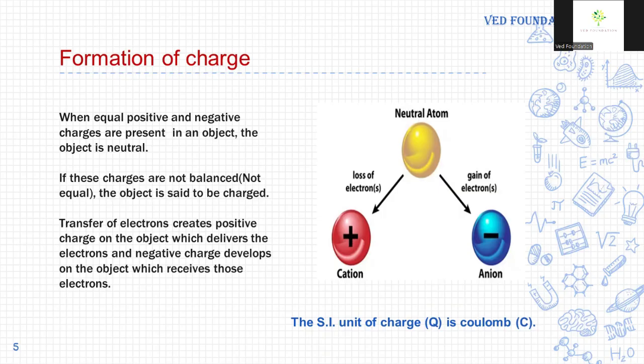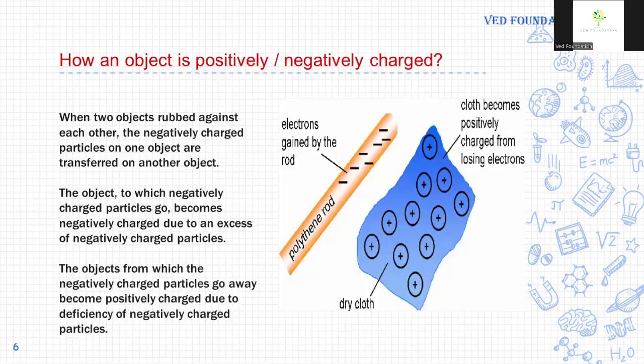Transfer of electrons creates positive charge on the object which delivers the electrons, and negative charge develops on the object which receives those electrons. When two objects rub against each other, the negatively charged particles on one object are transferred to another object. The object to which negatively charged particles go becomes negatively charged due to excess of negatively charged particles, or due to excess of electrons. The object from which the negatively charged particles go away becomes positively charged due to deficiency of electrons.